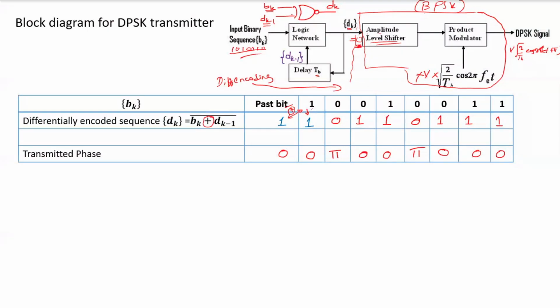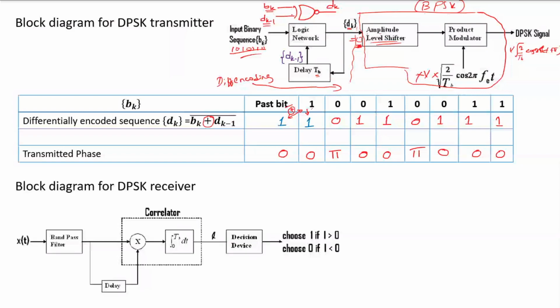So 0 is nothing but BPSK only. Why are we performing this differential encoding? It is to avoid the carrier reference, to avoid generating the carrier signal. How? Let us see the block diagram of a DPSK receiver. I get the incoming signal x of t. I will strictly band limit that x of t. Then I will delay it by T sub b, because the duration of this signal is T sub b.